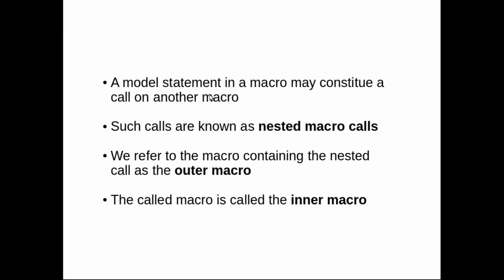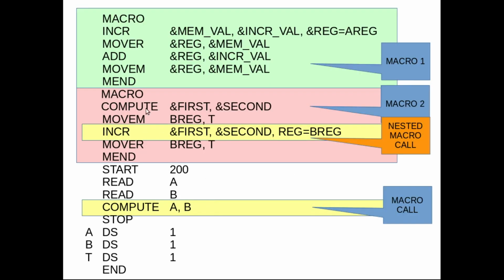So a model statement in a macro may constitute a call to another macro, and such calls are called nested macro calls. And the macro where the nested macro call appears is called the outer macro, and the macro that is called from within another macro is called the inner macro. So in this example, compute is the outer macro and increment is the inner macro.